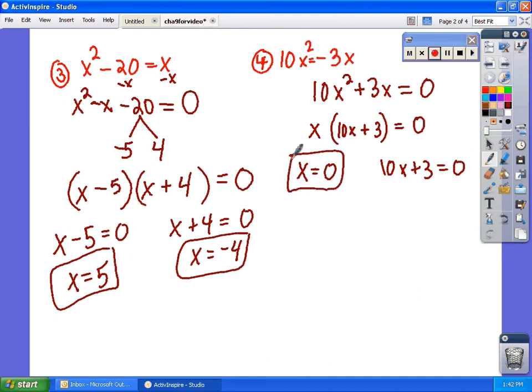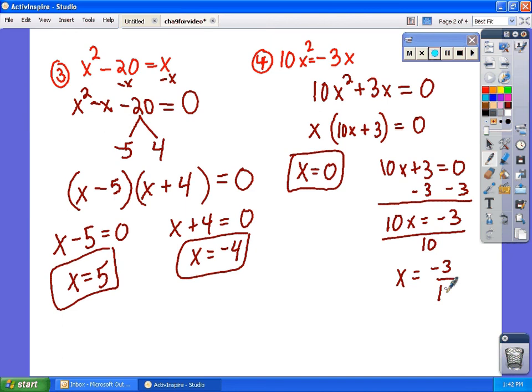Already solved. I subtract 3 on both sides. I get 10x equals negative 3. Then I divide both sides by 10, and I get x equals negative 3 over 10, or negative 3/10.